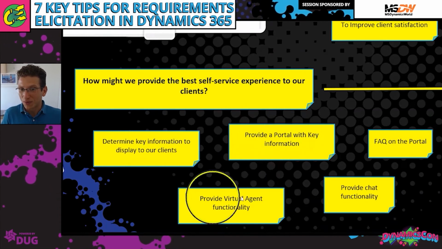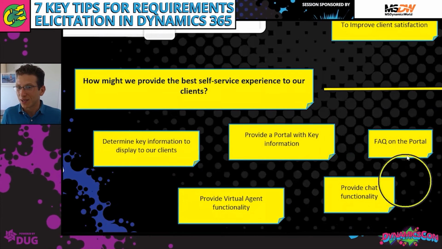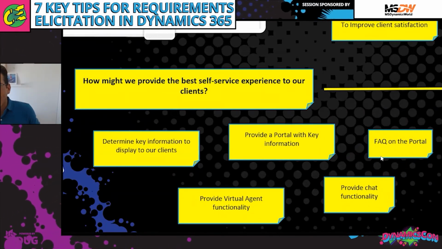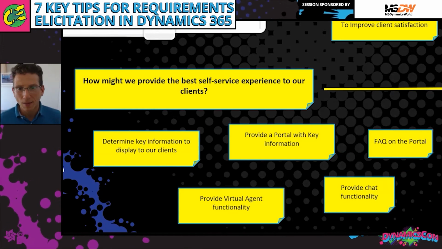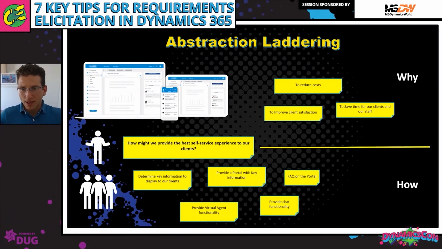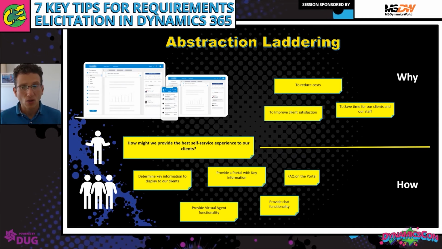Yeah, perfect. We need to provide virtual agent functionality. Others said we need to provide chat functionalities, right? Maybe we have an FAQ on the portal and so forth, right? Again, I simplified here in this example to make it easier for you to understand. But in real life examples, I think I had way more ideas for the why, way more ideas for the how, and some really good ones.